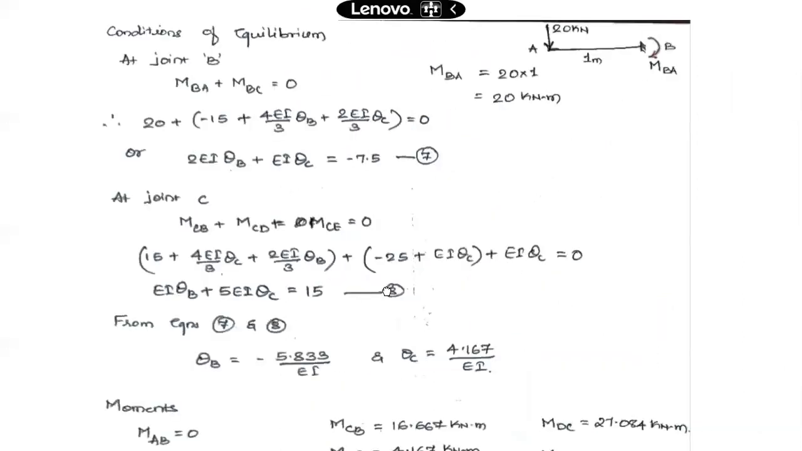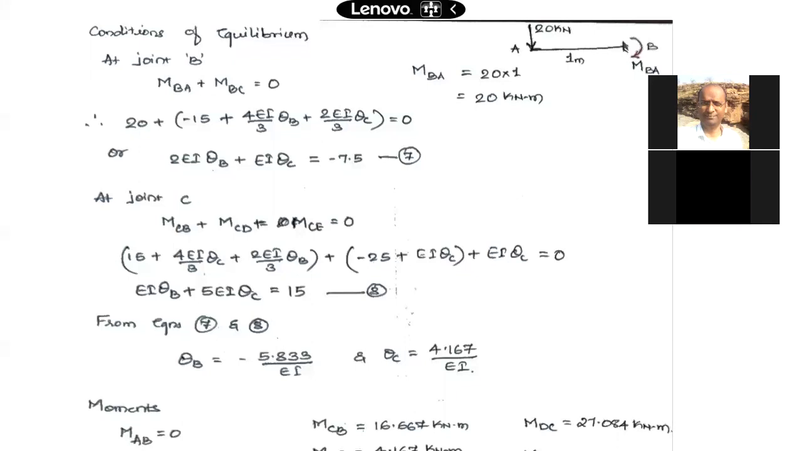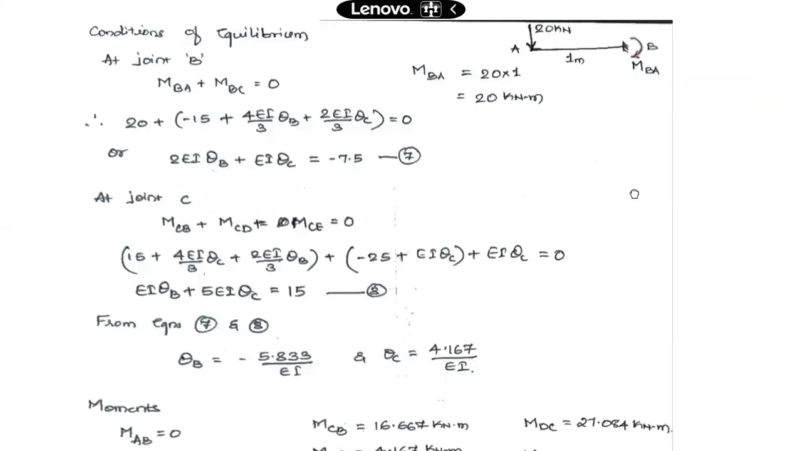What are the next conditions we have? Conditions of equilibrium. Okay, what are the conditions of equilibrium? You have to satisfy the conditions of equilibrium at each of the joints. So here what I have is at joint B, MBA plus MBC. MBA and MBC should be 0. When you add them together, that should come out to be 0.